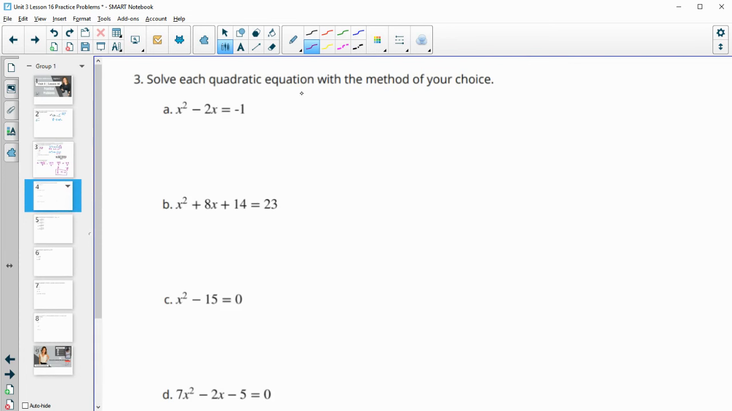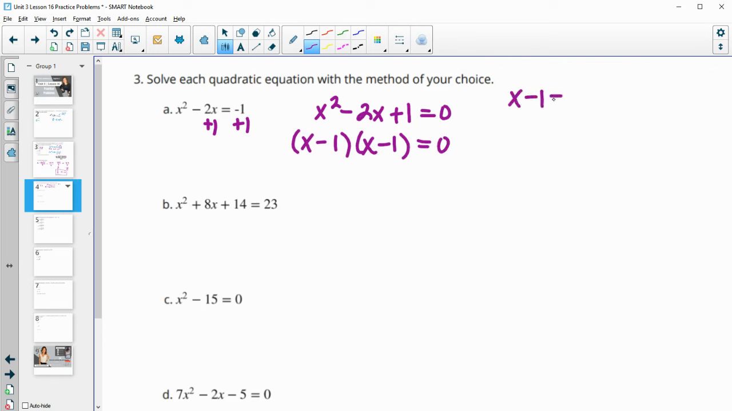Number 3, solve each quadratic equation using whichever method you choose. I'm going to add this 1 to both sides so that I can get it equal to 0. Then I have x squared minus 2x plus 1 equals 0. This is factorable, because the factors of positive 1 that add to negative 2 are negative 1 and negative 1. So this factors to x minus 1 times x minus 1. I would set these factors equal to 0 and solve, but it's the exact same factor, so I'll just do it once. Add 1 to both sides, and we get x equals 1 as our solution.